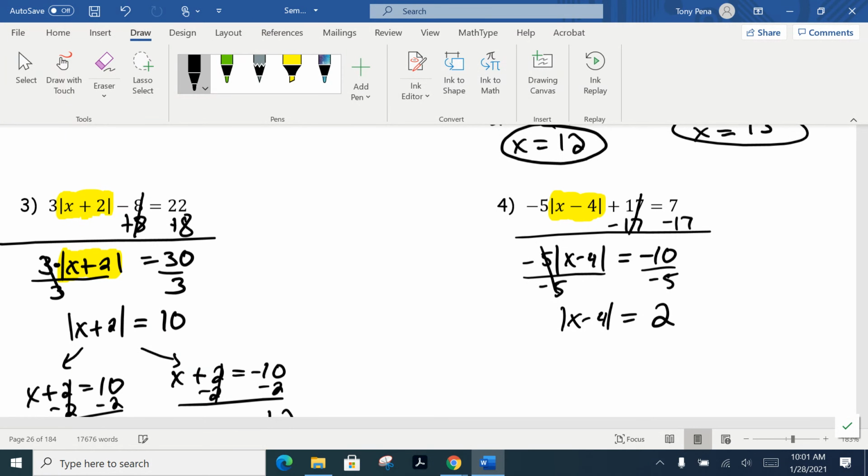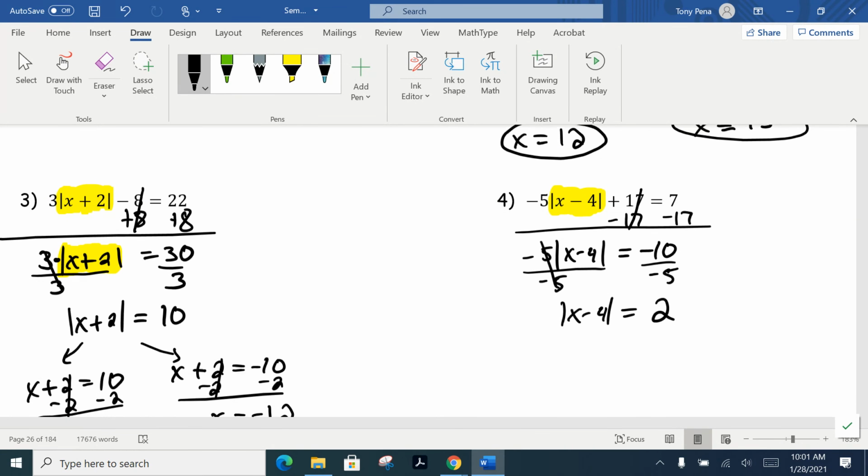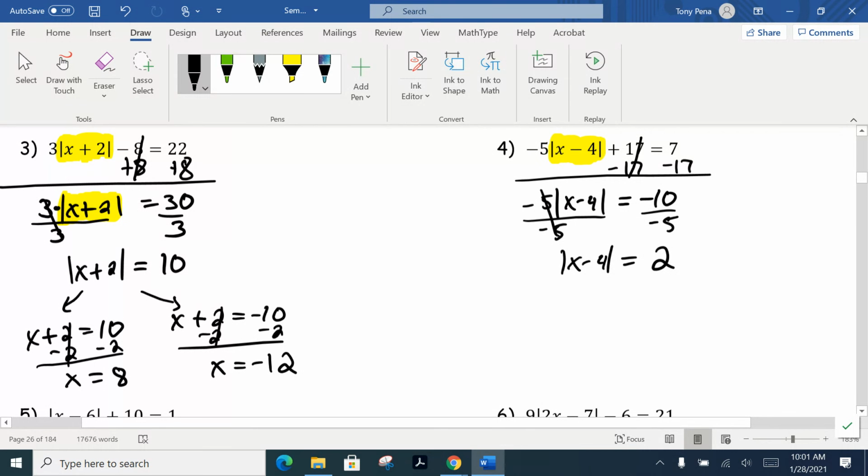And then at this step, we now have the absolute value set equal to a positive 2. Set up your 2 equations real quick. Make sure we know how we're getting those. And then those should both be very quick and simple for you to solve once they are set up.